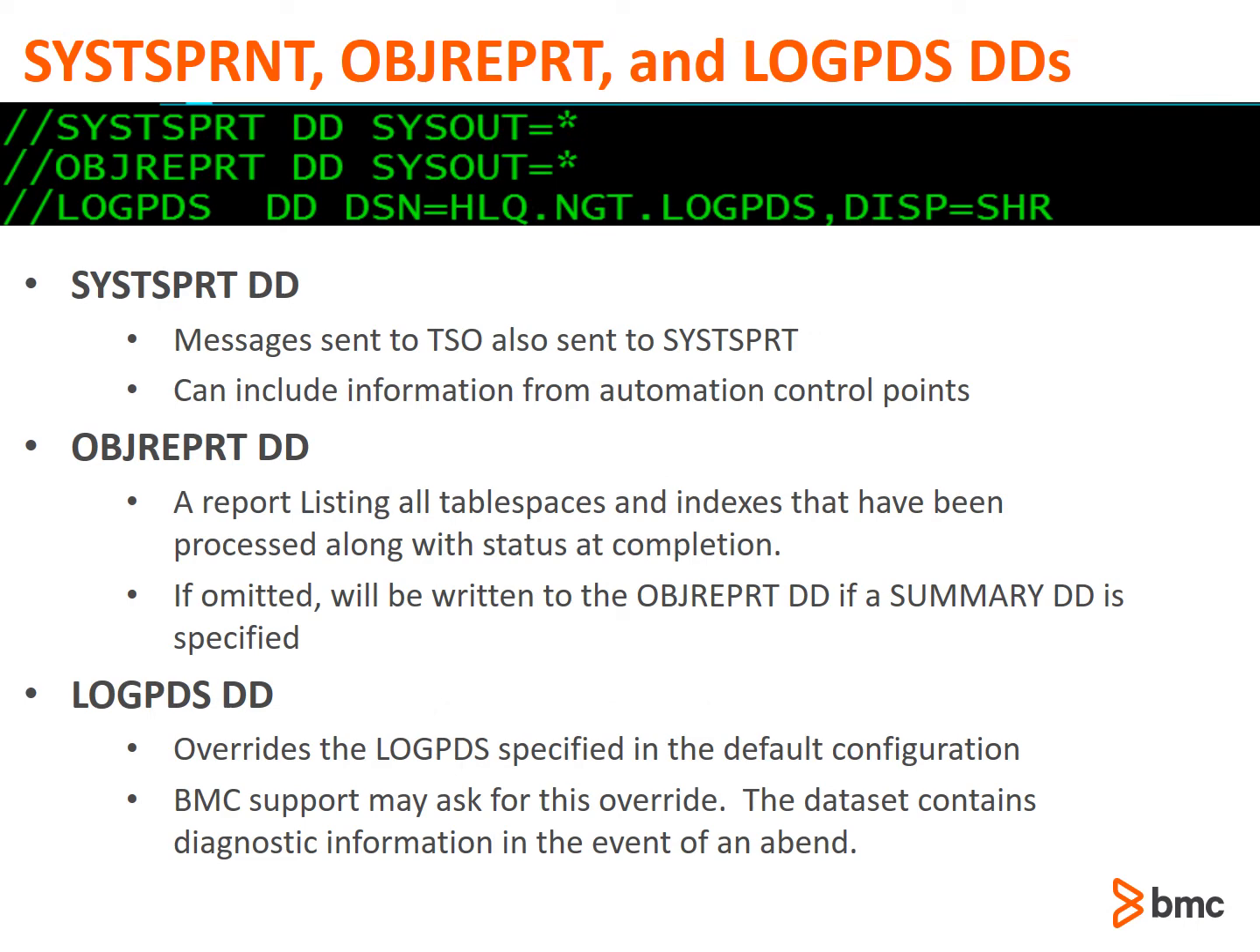The sys-ts-prt DD reports on TSO messaging. If exits are invoked at automation control points, the messaging from the recs can be found here. The OBJ report DD is a report of all table spaces and indexes, as well as their status at utility completion. The report will be written to this DD, even if not coded, if a summary DD is specified.